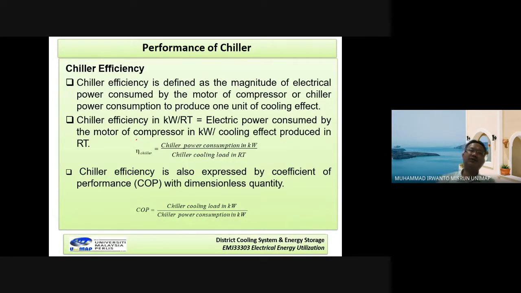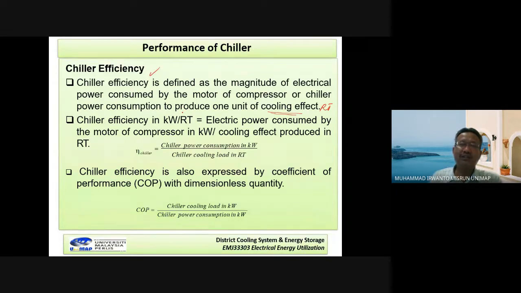Okay, and then we want to analyze the chiller efficiency. I read first. Chiller efficiency is defined as the magnitude of electrical power consumed by the motor of compressor, or chiller power consumption, to produce 1 unit of cooling effect. Now we know cooling effect is in unit RT here. So remember, it is efficiency for the chiller.